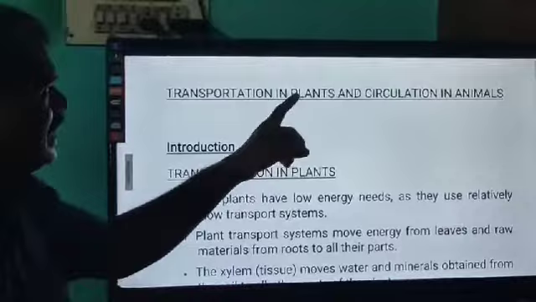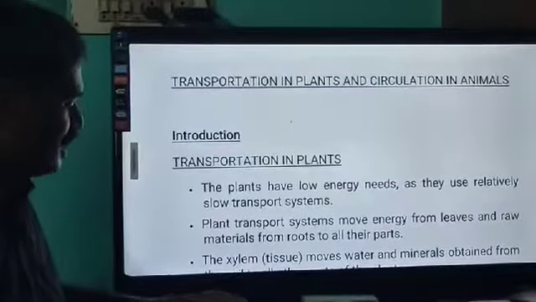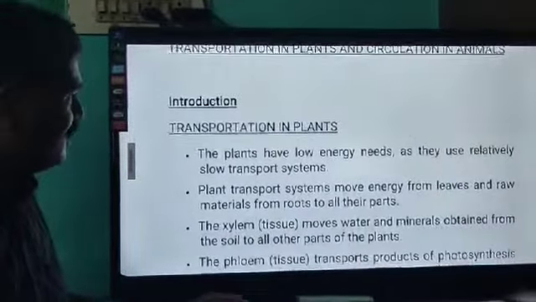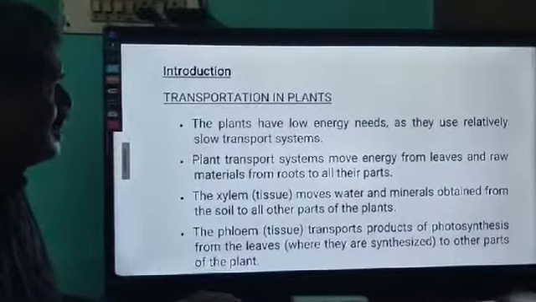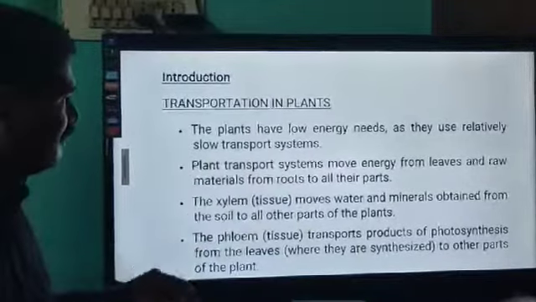Morning. Today we are going to discuss transportation in plants and circulation in animals. Introduction. Transportation in plants. Plants have low energy needs as they use a relatively slow transport system.